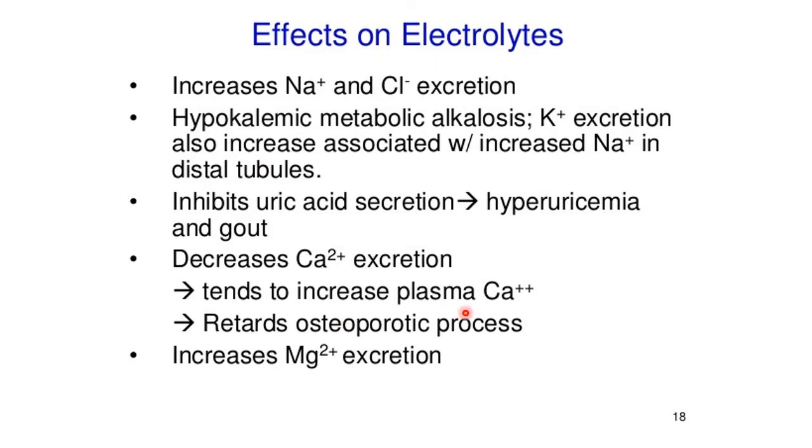They tend to increase the plasma calcium, so they are going to retard the osteoporotic process. As well, divalent magnesium excretion is also increased, because thiazide diuretics affect the positive potential that attracts these divalent cations, so there will be decreased calcium excretion and increased magnesium excretion.